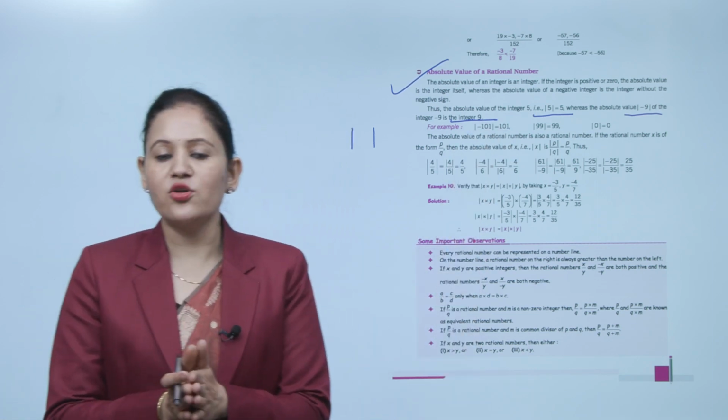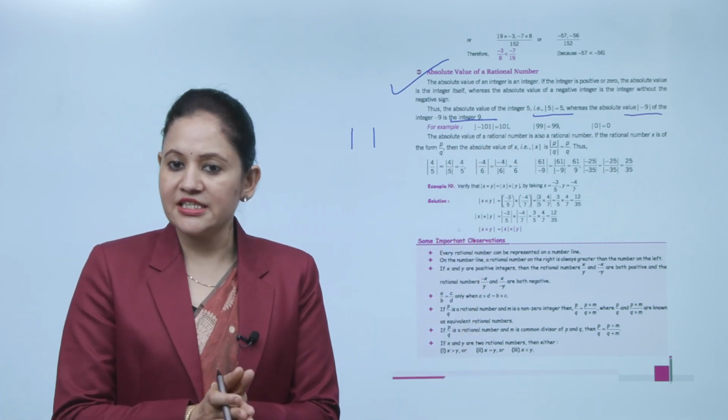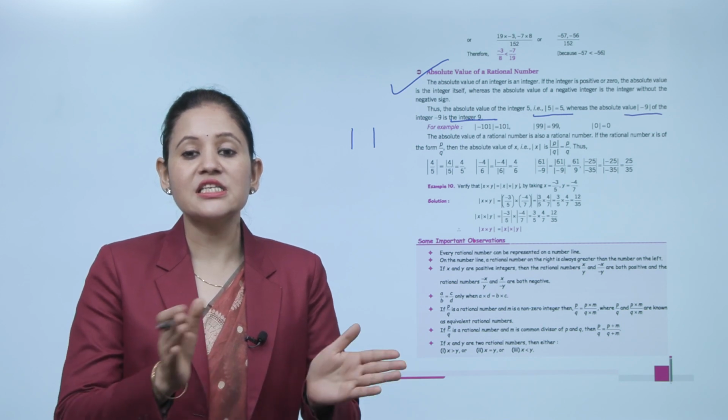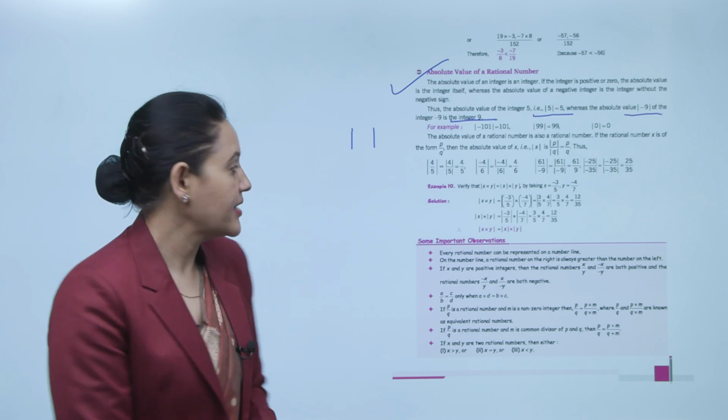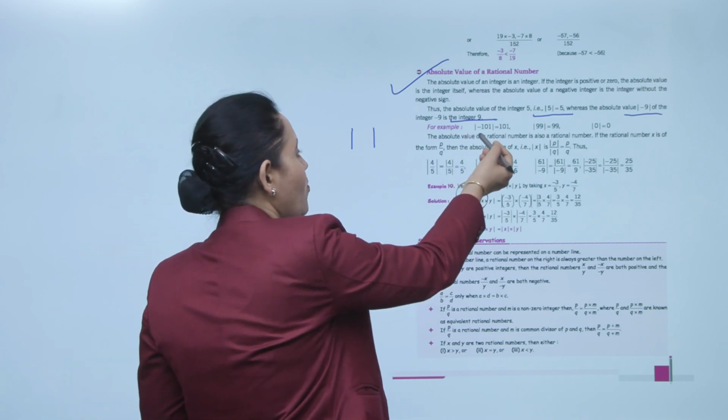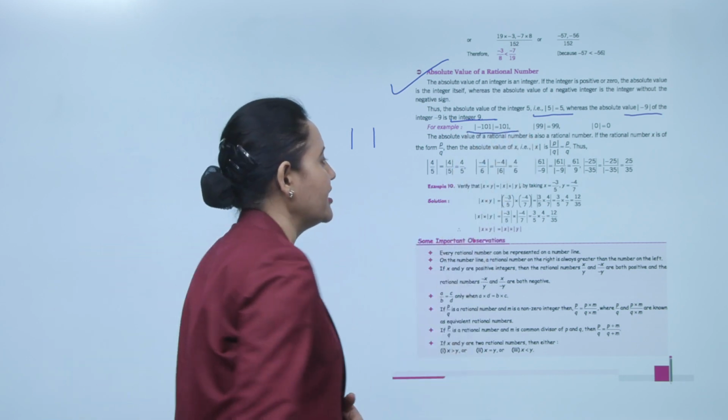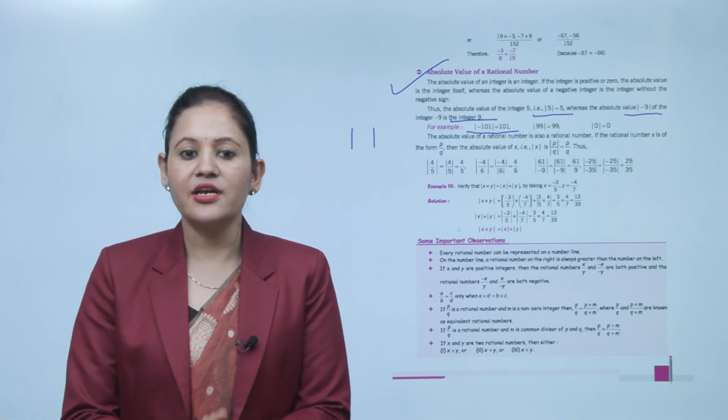In absolute value, we do not consider the sign. The absolute value is equal to the numerical value of that number. Clear? Like here, the absolute value of minus 101 is 101. Clear? Now we'll take an example.